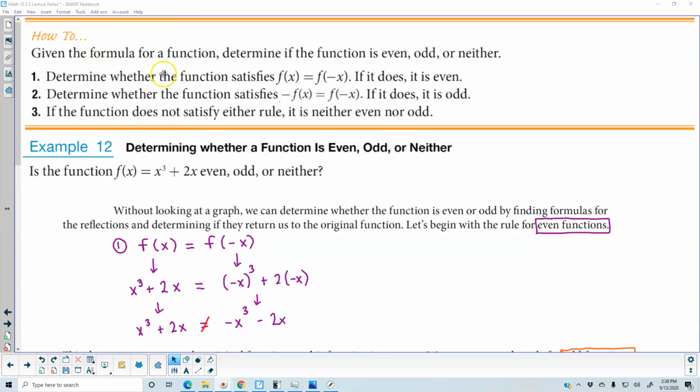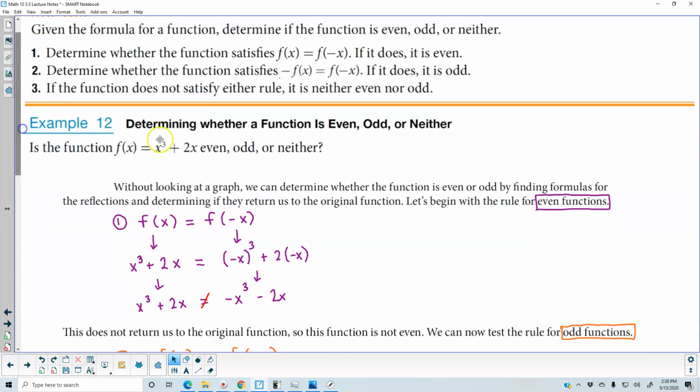Given the formula for a function, we want to determine if the function is even, odd, or neither. Number one, we need to determine whether the function satisfies f of x equals f of negative x. If it does, then we would say it's even. Number two, we determine whether the function satisfies negative f of x equals f of negative x. If it does, then it is odd. Number three, if the function does not satisfy either rule, it is neither even nor odd.